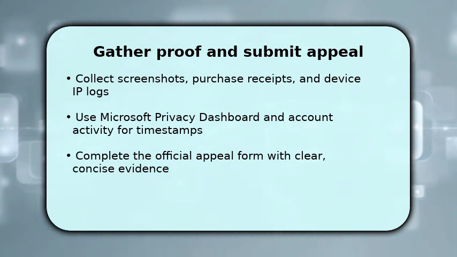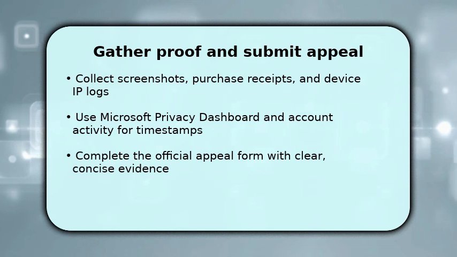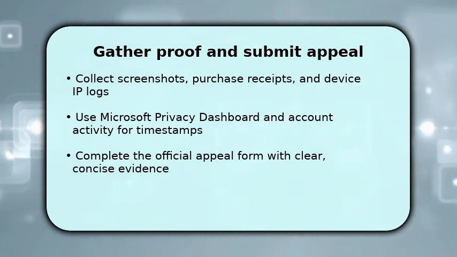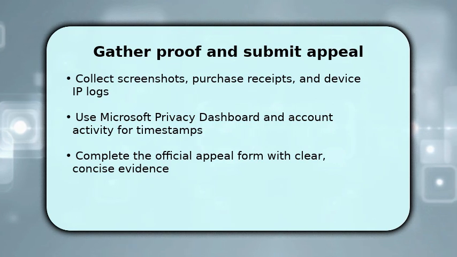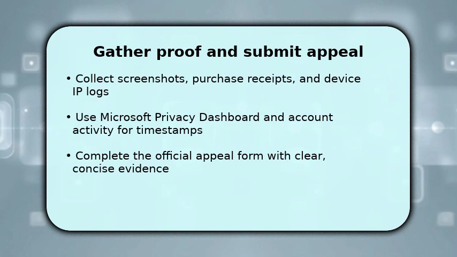Next, open the rewards suspension appeal form, fill every field clearly, attach your evidence, and explain why the suspension is incorrect or what corrective action you took. Make sure to reference specific dates and devices to speed review.